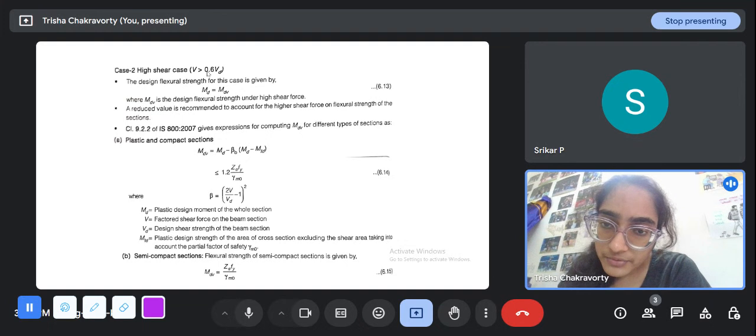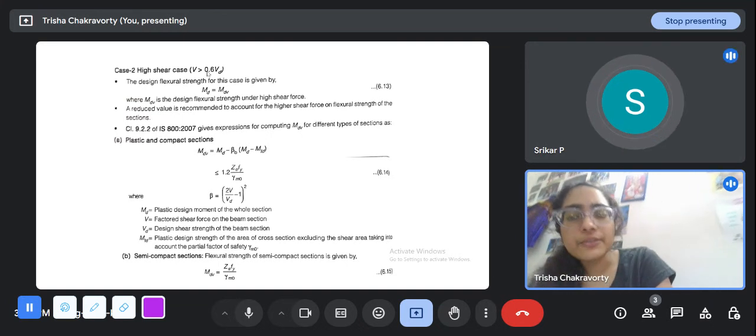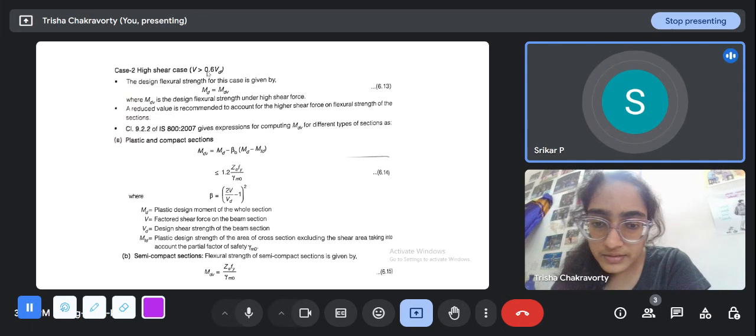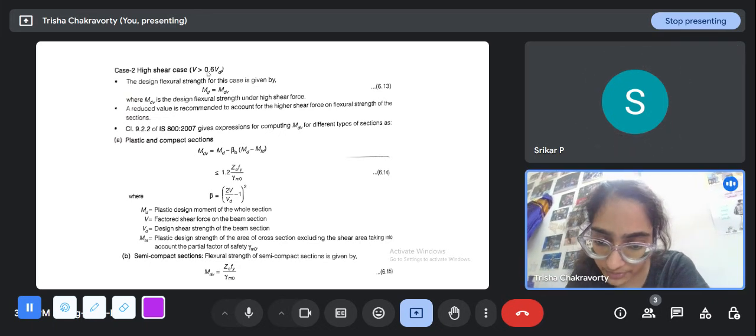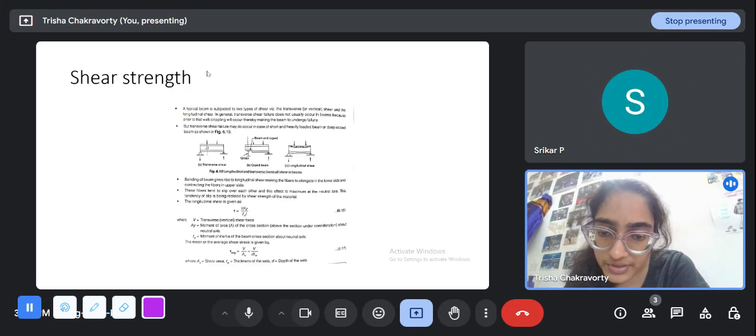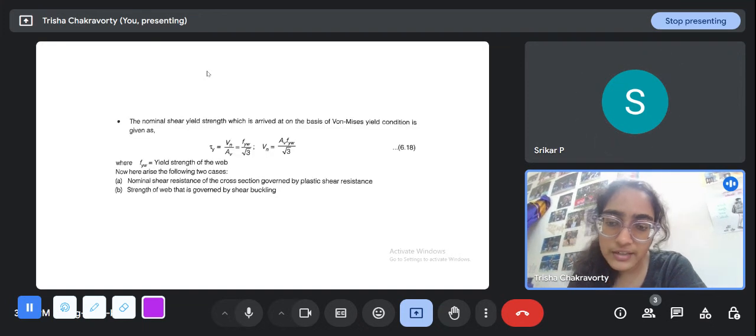And without knowing the VD value, we cannot go through this step, I guess. No. For VD, you have to check the design shear strength of the beam section first. So that has to be calculated first. Yes.